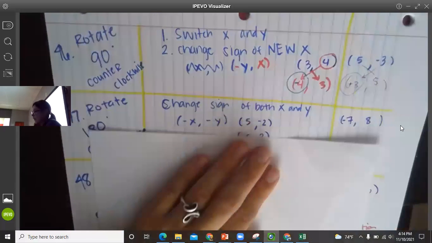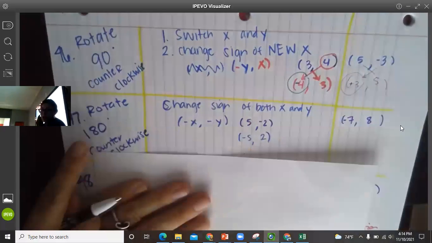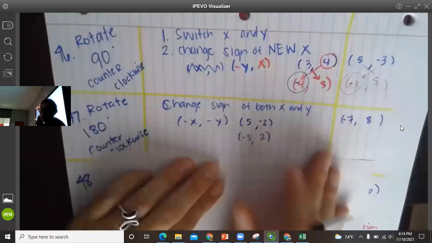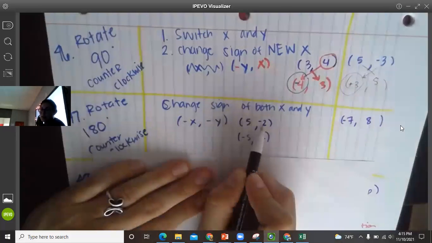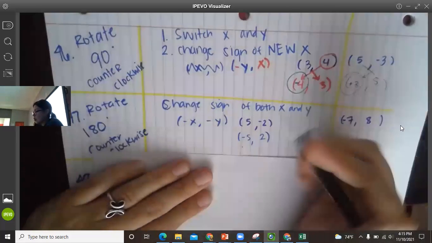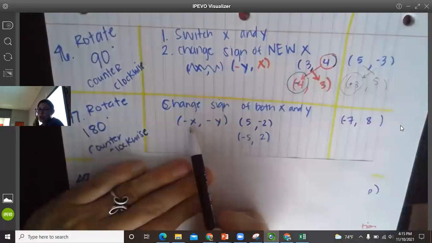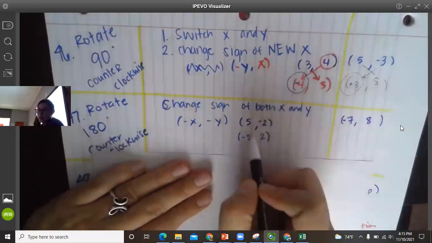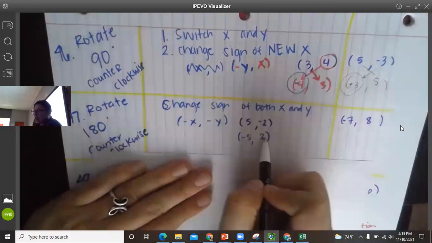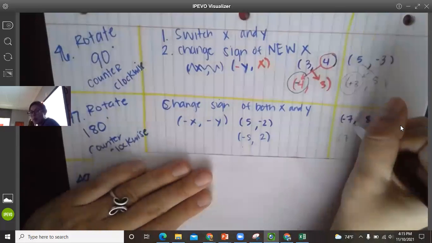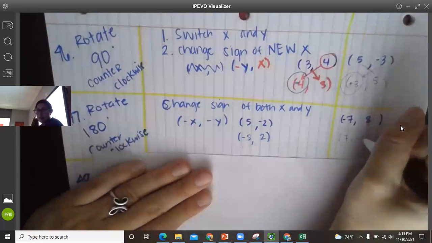You switch them. For rotating 180 degrees, you change the sign of both of them. There's no switching. So if it's a negative, it's a positive, negative, positive this way. So here you just change the sign. Don't change the order, just the sign of both of them, okay? It was a positive, now it's a negative, negative to positive. Here, it would be a positive 7 because it was negative. Here was a positive, now it's negative.